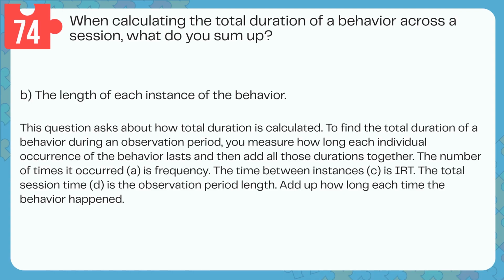Explanation. This question asks about how total duration is calculated. To find the total duration of a behavior during an observation period, you measure how long each individual occurrence of the behavior lasts, and then add all those durations together. The number of times it occurred, A, is frequency. The time between instances, C, is IRT. The total session time, D, is the observation period length. Add up how long each time the behavior happened.